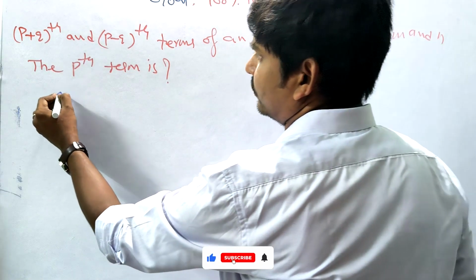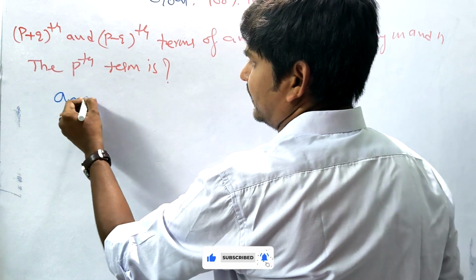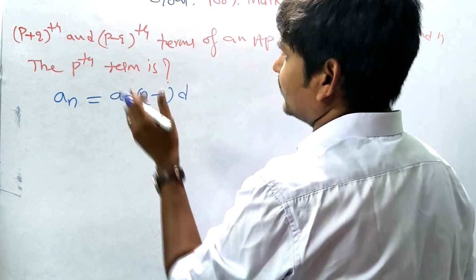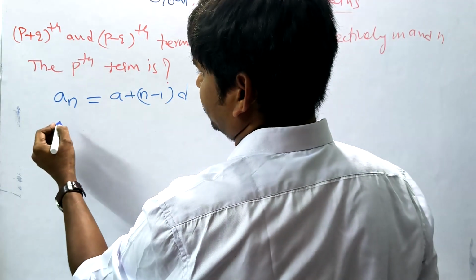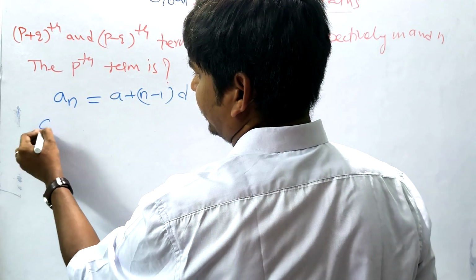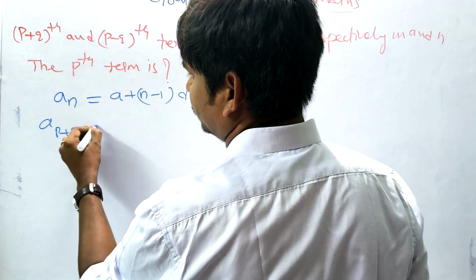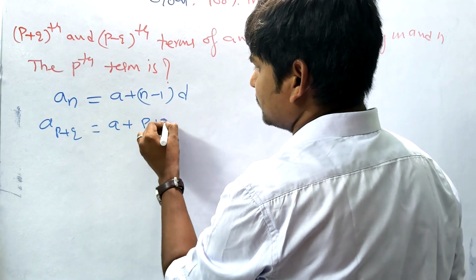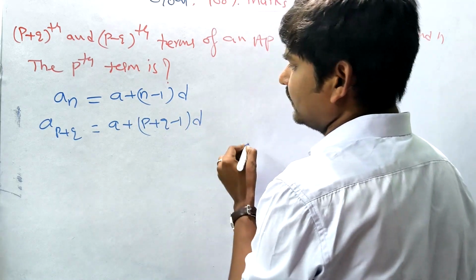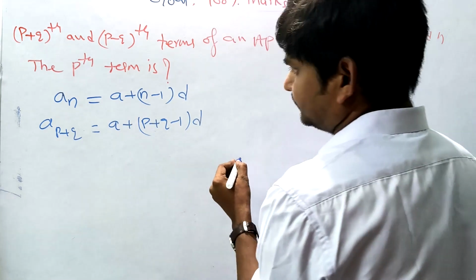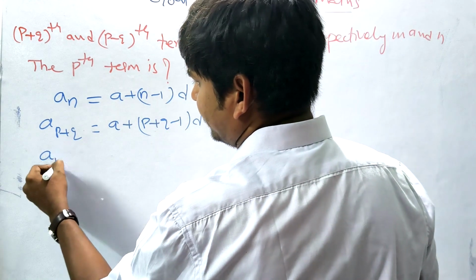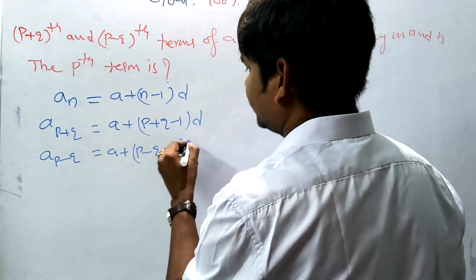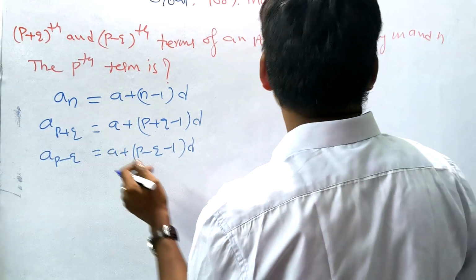See, first of all we know the nth term: a_n is equal to a plus (n minus 1) into d. They gave the (p+q)th term. Here, instead of n we can take a_(p+q), that is a plus (p plus q minus 1) into d. This is given. Now again a_(p-q) is a plus (p minus q minus 1) into d. Now these values are given, that is m and n.